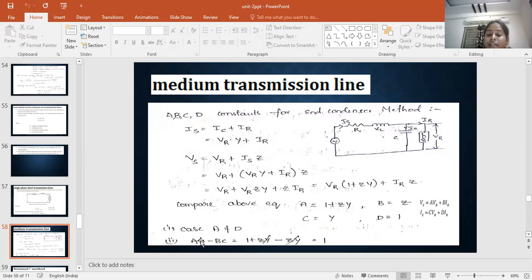Okay. So for the end condenser method, the first condition is not satisfied. So for the end condenser method, the ABCD parameter constants cannot be calculated from these equations. Okay. Why? Because the conditions do not satisfy. So this way, in the medium transmission lines, ABCD calculations are not done.